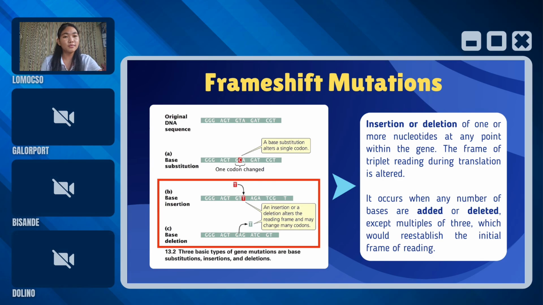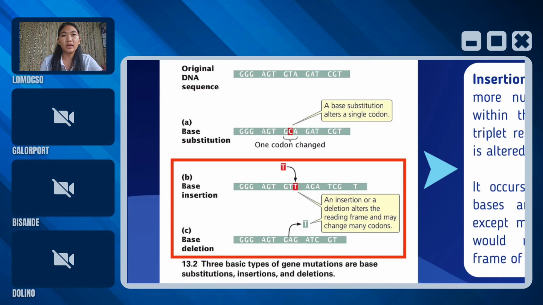So it is also possible that one of the many altered triplets will be UAA, UAG, or UGA, the translation termination codons. When one of these triplets is encountered during translation, polypeptide synthesis is terminated at that point. And obviously, the results of frame shift mutations can be very severe, especially if they occur early in the coding sequence. So let's look at the illustration or the image.